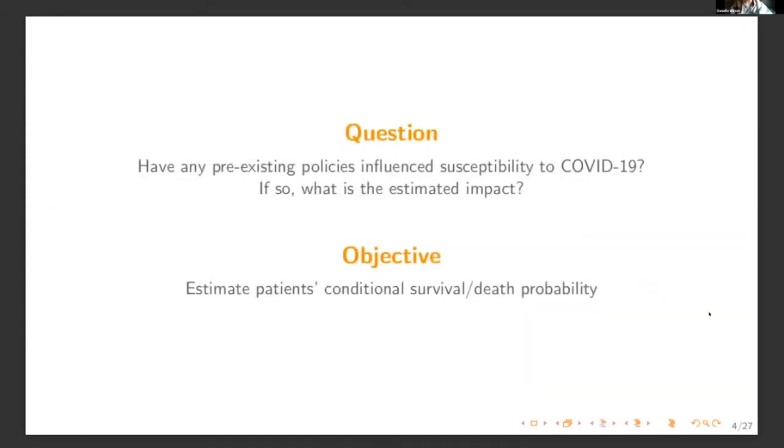So with this in mind, our main question was, had any pre-existing policies influenced susceptibility to COVID-19? And if so, what was their estimated impact? And in order to answer that question, our objective was to estimate patient conditional probability for survival or death.